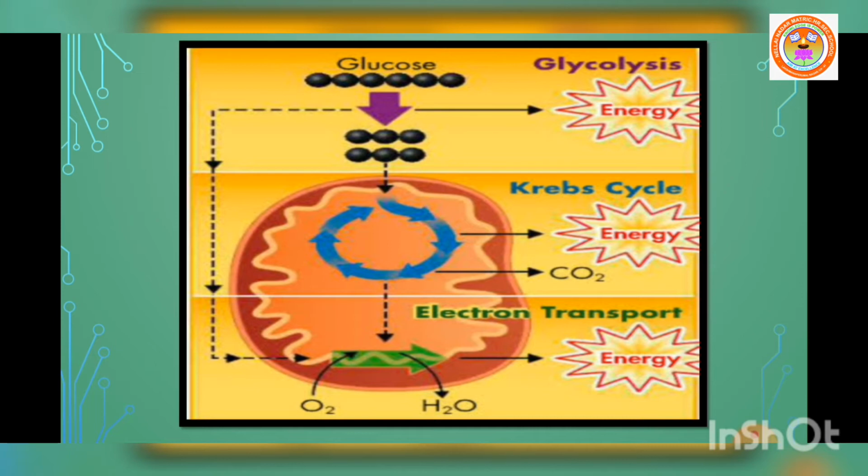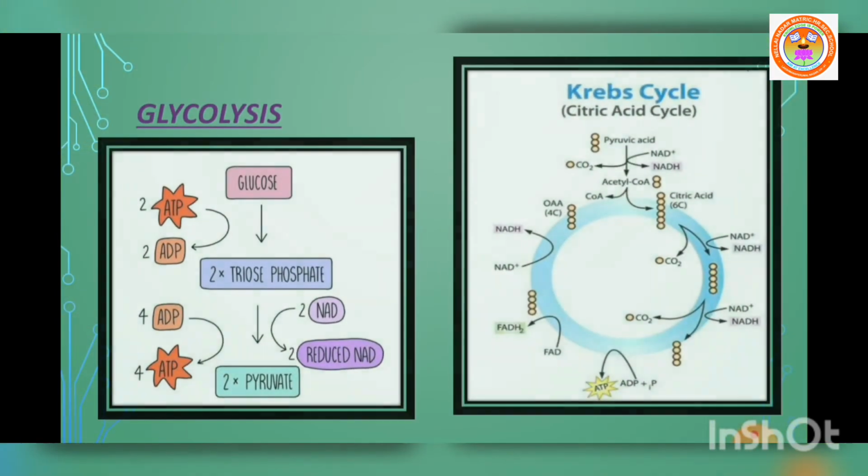Glycolysis takes place in the cytoplasm of the cell. It is the first step of both aerobic and anaerobic respiration. Glucose splits into 2 molecules of the 3-carbon compound pyruvic acid. This glycolysis takes place in the cytoplasm and it is the first step of both aerobic and anaerobic respiration.